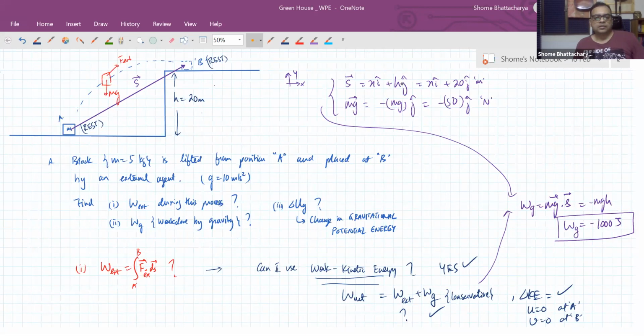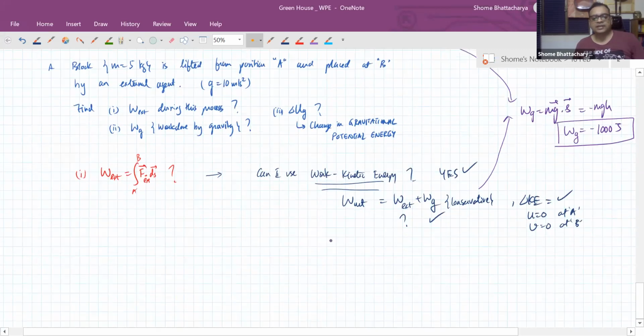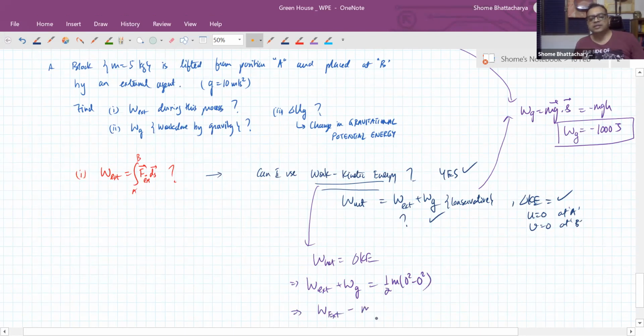So as a result of that, now I can calculate the work done by the external force also, because the change in kinetic energy is 0. When I apply the work kinetic energy theorem, I'll say net work done is equal to change in kinetic energy. So the work done by the external force plus the work done by gravity is equal to half m (0 square minus 0 square), because u and v are both 0. So the work done by the external force minus mgh should be 0. So the work done by the external force becomes plus mgh, or plus 1000 joules.